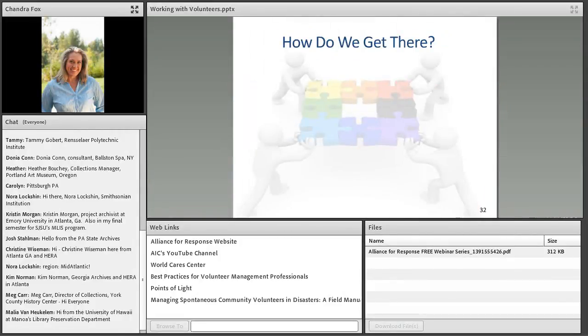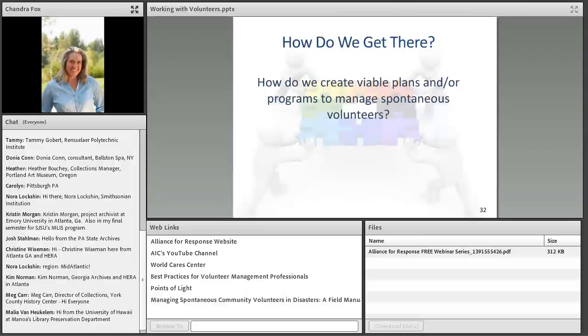So, how do we get there? How do we create viable plans and/or programs to manage spontaneous volunteers? It's thoughtful, it's intentional, it's making sure that this is what you want to do, and identifying the direction that you want to go in.